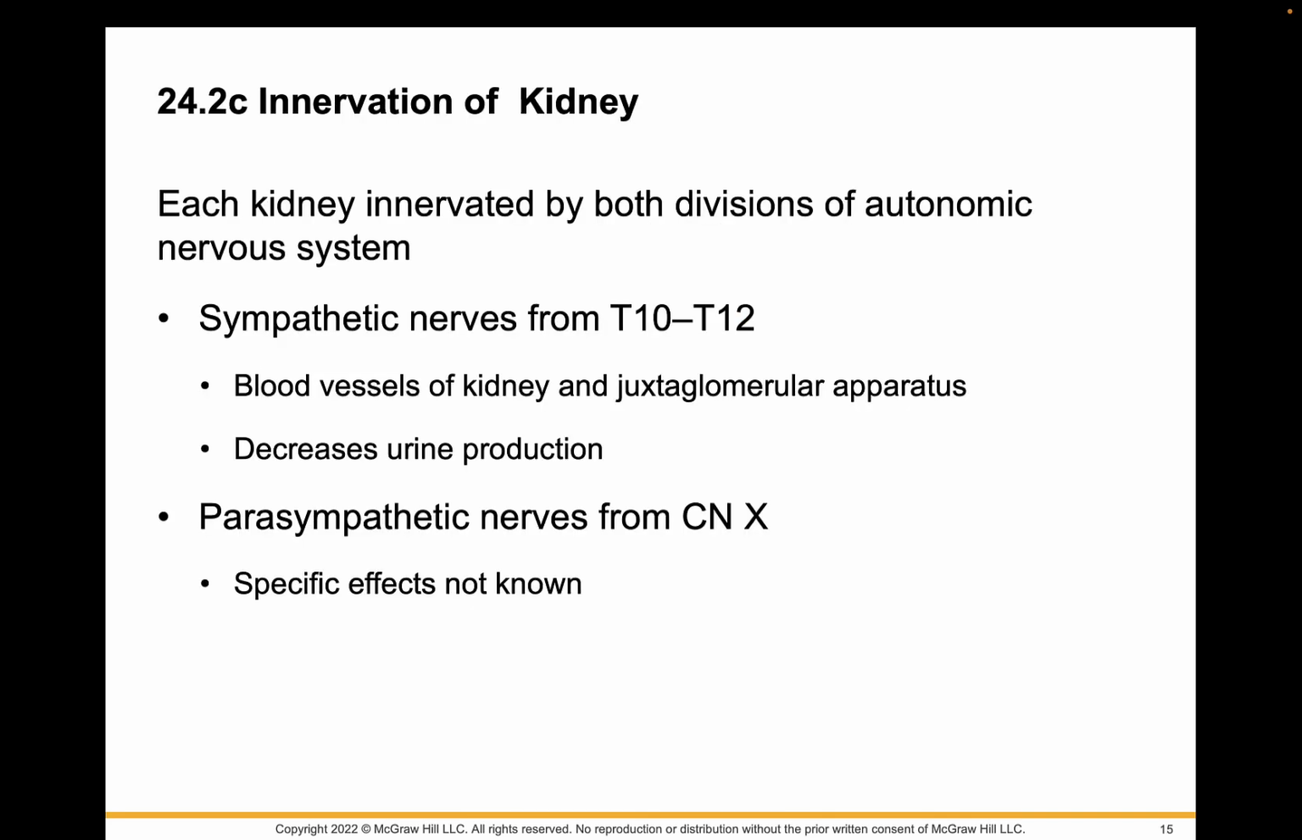Now, when we look at how the kidney is innervated, the most important is going to be the sympathetic innervation. It is innervated by both divisions of the autonomic nervous system, but we really don't know what the impact or the overall effect of the parasympathetic nervous system is on kidney function. We are very aware of the role of the sympathetic nervous system, and if we look at the blood vessels of the kidney and the juxtaglomerular apparatus, basically sympathetic activation of the kidneys is going to decrease the production of urine.